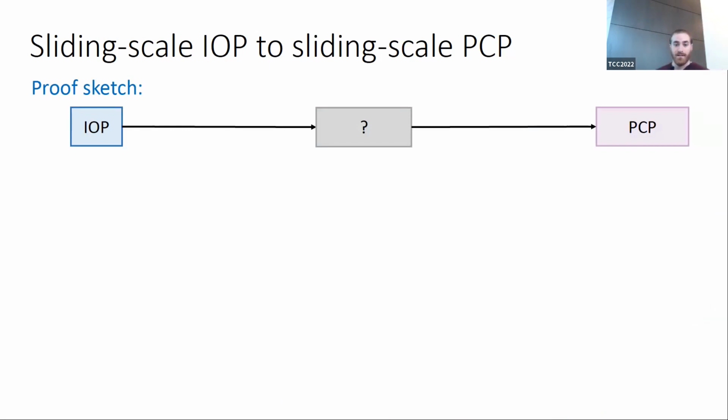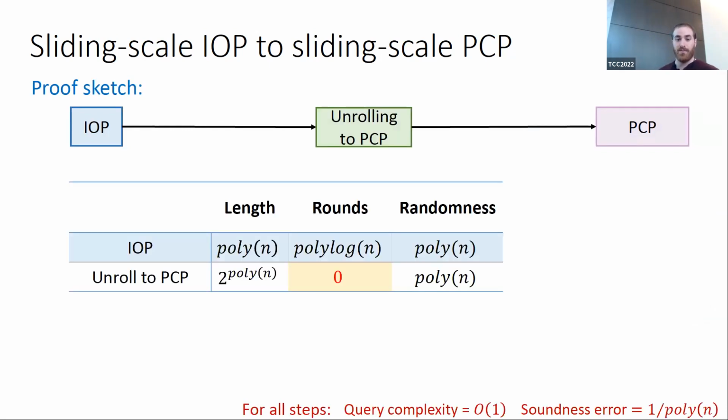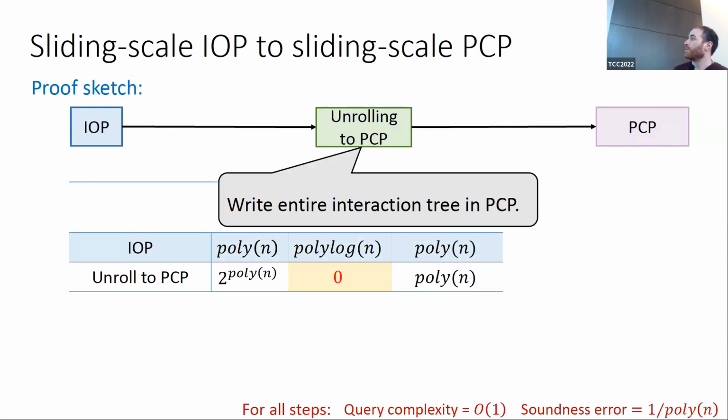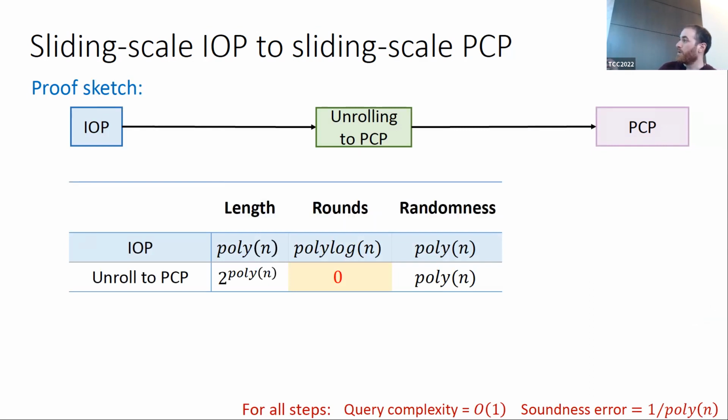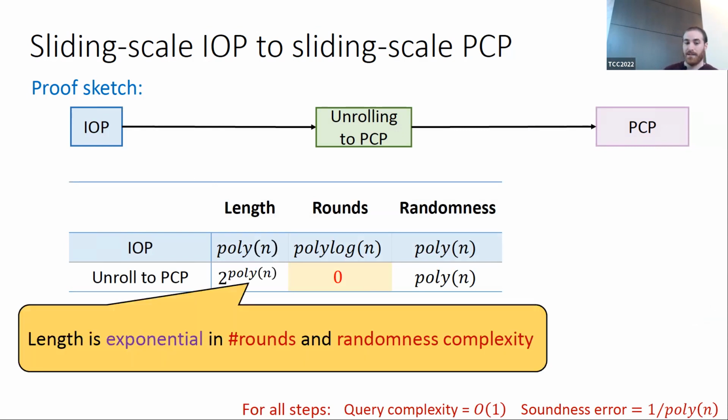Where do we start? Well, a natural place to start would be to unroll the IOP into a PCP, by which I mean write the entire interaction tree of the IOP in a single PCP message. And this really does bring us down from polylog n rounds to 0. But the problem is that the length will be exponential in the number of rounds, which is polylog, and in the randomness complexity, which might be polynomial. And so this PCP would have exponential length, and we want polynomial length. So our goal now is to reduce the number of rounds and to reduce the randomness complexity.